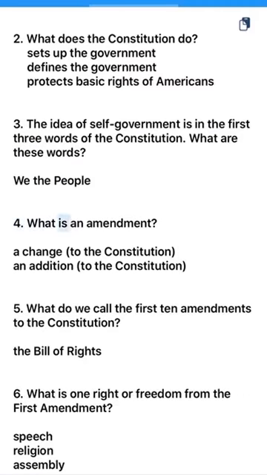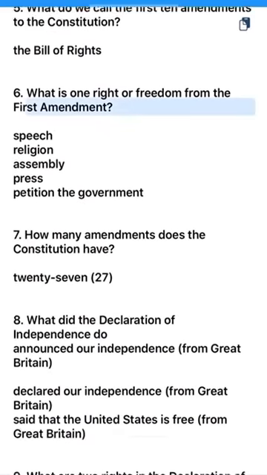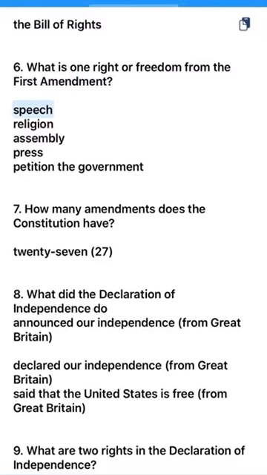4. What is an amendment? A change to the Constitution. An addition to the Constitution. 5. What do we call the first 10 amendments to the Constitution? The Bill of Rights. 6. What is one right or freedom from the First Amendment? Speech, religion, assembly, press, petition the government.